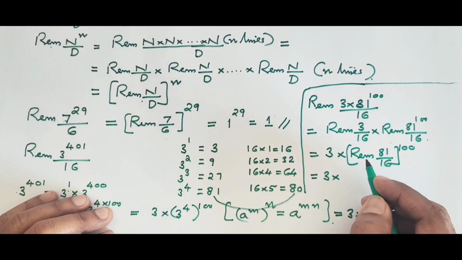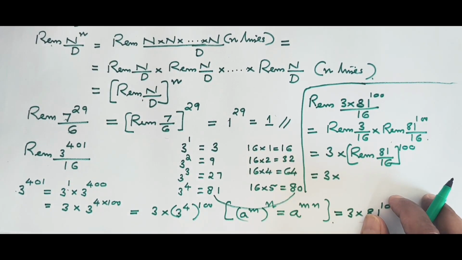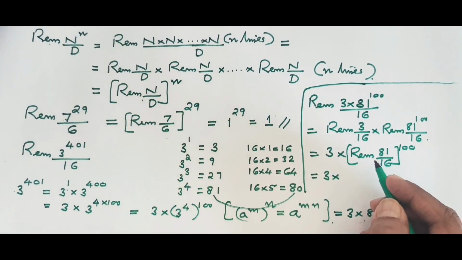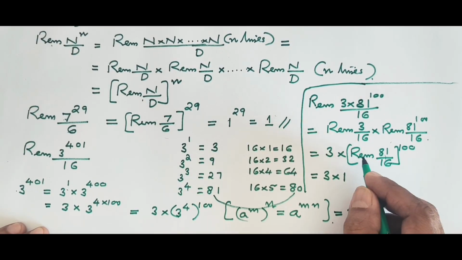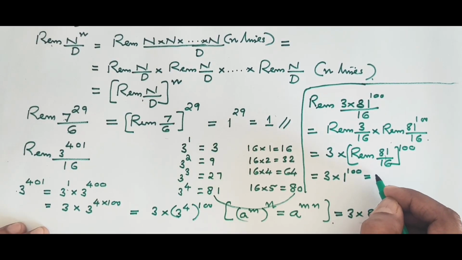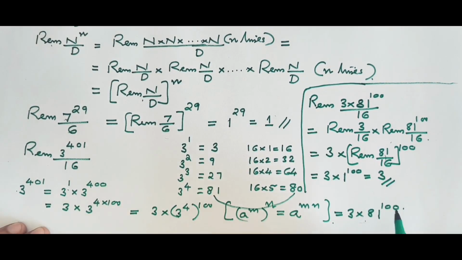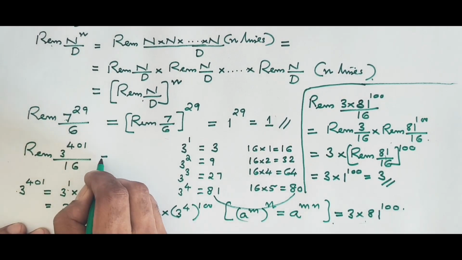Now, what is the remainder of 81 when divided by 16? See, 80 is a multiple of 16. That means this remainder is 1. This is nothing but 1 to the power of 100. 1 to any power is 1. So finally you get 3 multiplied by 1, which is 3. So 3 is the remainder of 3 to the power of 401 when divided by 16.